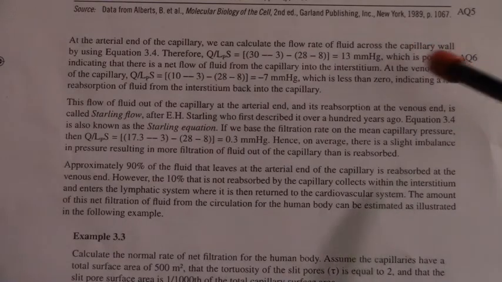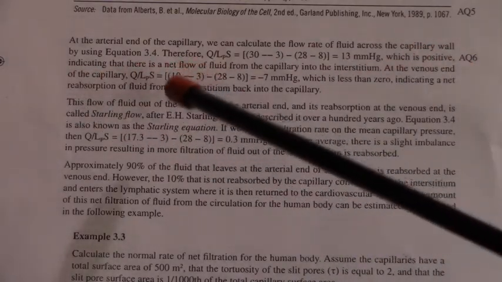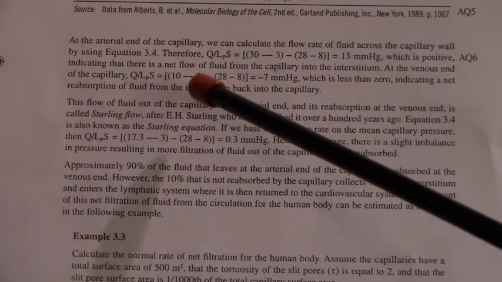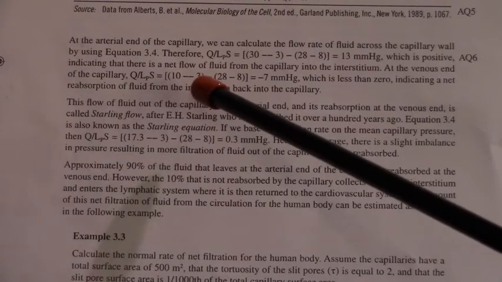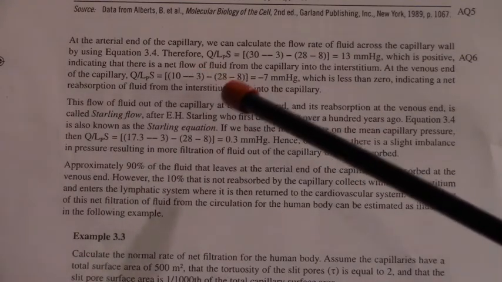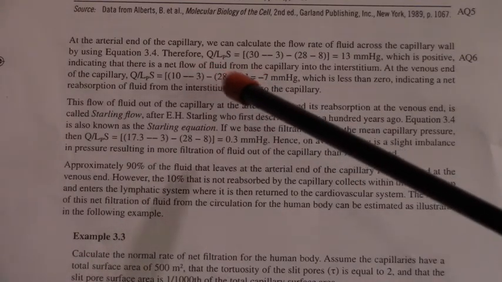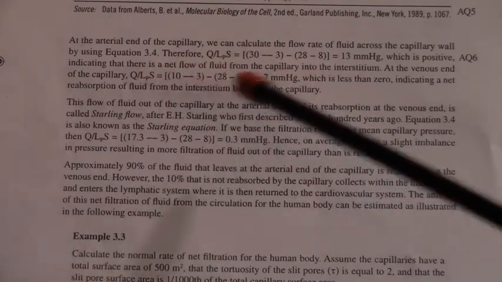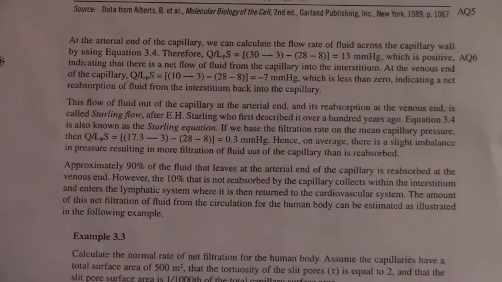Okay, at the venous end, we can do the same calculation, but notice now that the venous hydrodynamic pressure has dropped to 10. We still have the interstitial fluid hydrodynamic pressure of -3 millimeters of mercury. We still have the same osmotic pressure driving force, but notice how the bracketed term is now negative, a -7 millimeters of mercury. So that tells us that the flow is actually going to reverse. So what got filtered out at the beginning is now going to start being reabsorbed back into the capillary.